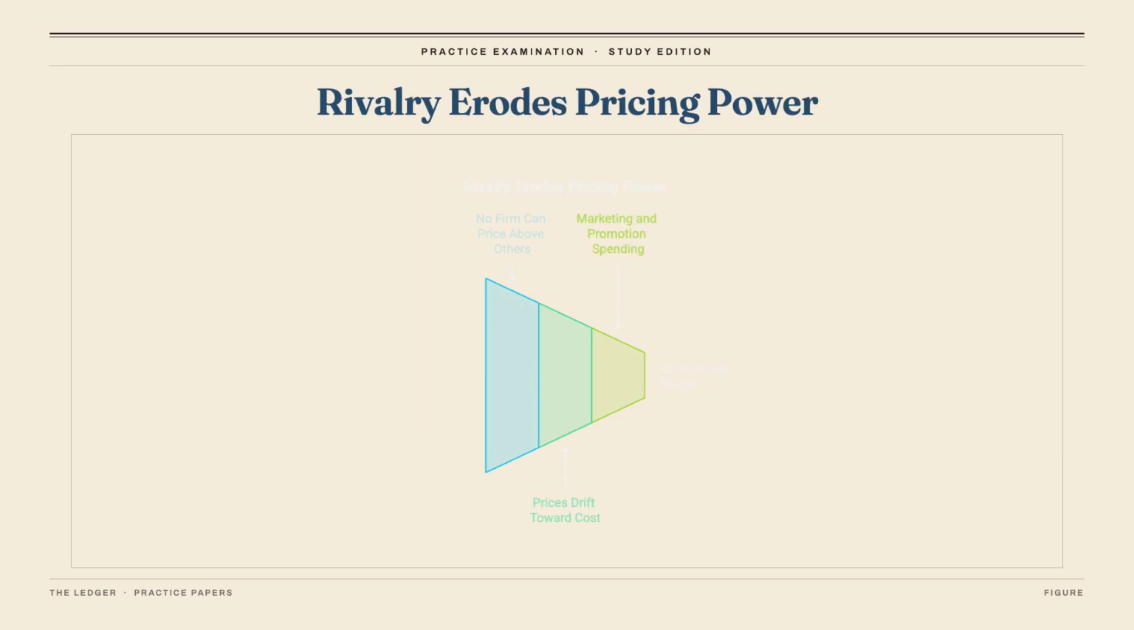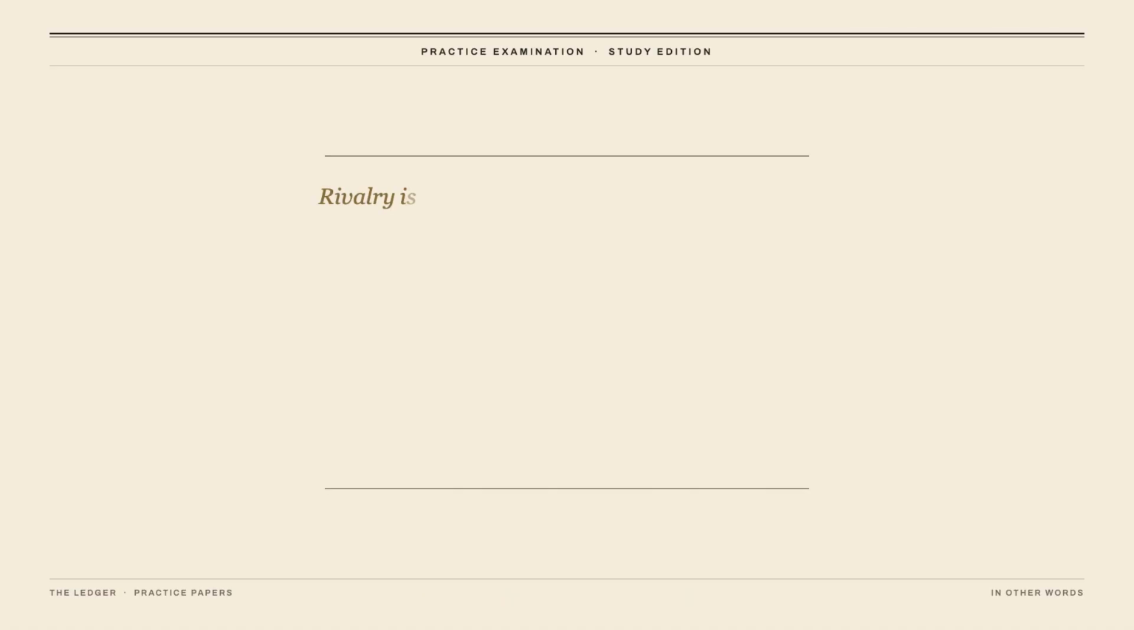The mechanism connecting rivalry to profitability is the erosion of pricing power. When rivals are numerous and their offerings look alike, prices drift toward cost, and the added expense of marketing to stand out compresses margins from both sides.